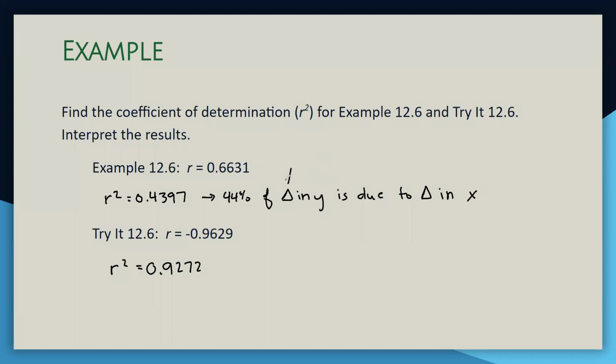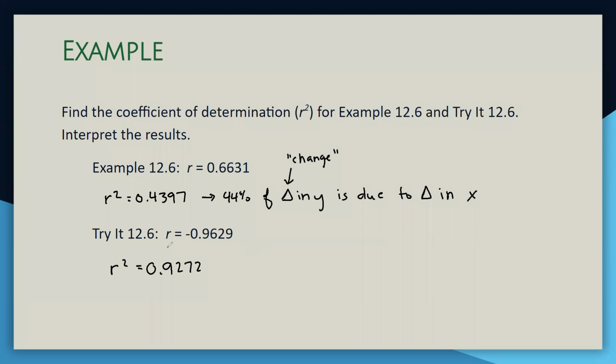And in this sentence, I'm using a symbol here. That's called the Greek letter delta. It does look like a triangle, and that means change. You may have seen it in a science class. You see it a lot in things like chemistry and physics when we talk about changes in quantities. So 44% of change in Y is due to change in X.